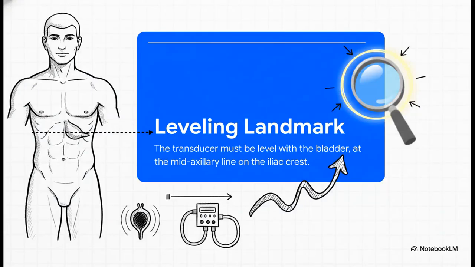Now for a super critical detail, leveling. If you're used to cardiac monitoring, your brain is probably screaming phlebostatic axis at you. Forget it. For IAP, that's not what we use. The transducer has to be level with the bladder, and your landmark for that is the mid-axillary line right at the iliac crest, basically the top of the hip bone. If you get this wrong, your whole reading will be off.